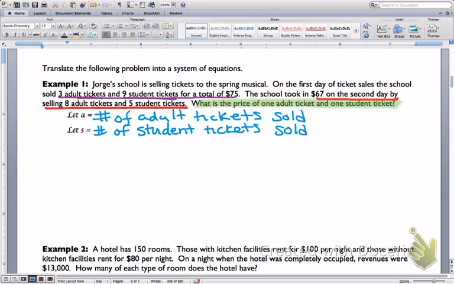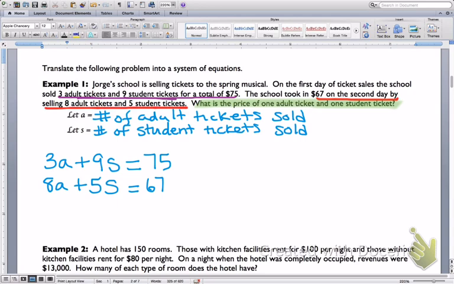So now we're going to go ahead and write out our system of equations. I'm going to go first with the part I underlined in purple. So I know that using my variables A and S, 3 adults would be 3 times the number of adult tickets sold. And I'm going to combine that, meaning add, 9 times the number of student tickets sold. And that total price was $75. For the second equation, I'm going to use the $67. That's my total, which came from selling 8 adult tickets, so 8 times A, and combining it with the student tickets, 5 times S. So this right here is my system of equations.